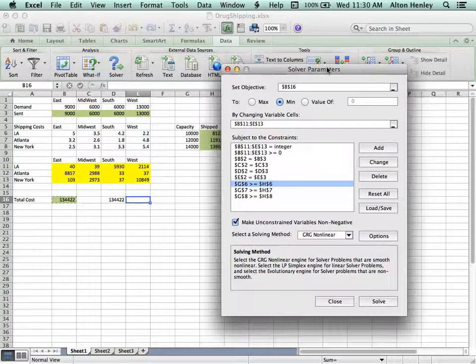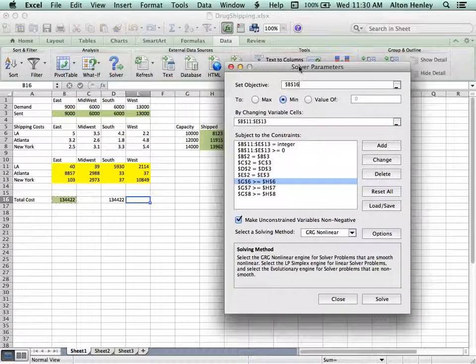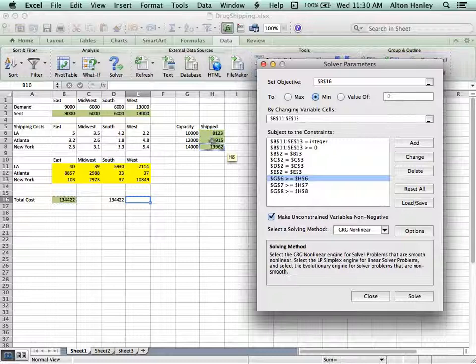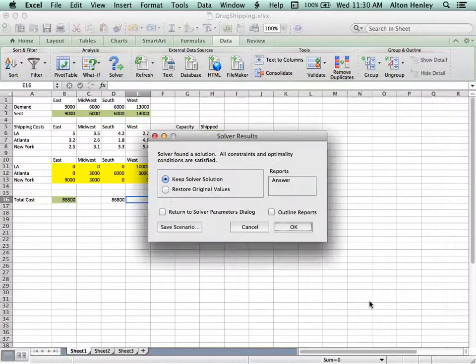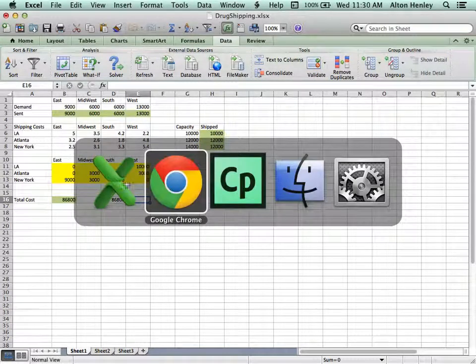Okay, so I have those set, and of course my amount shipped has to be less than or equal to my capacities, so the capacities have to be greater than or equal to the amount shipped in every case. And then I can hit solve. Solver goes off and does its thing, and it comes back with a solution that has a cost of $86,800, which isn't bad, fulfills all of my demand, and does it in such a way as to minimize the costs.